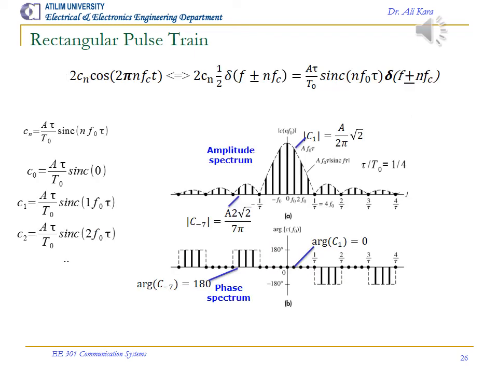Rectangular pulse train. Now let us draw V of f. Terms can be calculated by the formula: A tau over T0 sinc of n f0 tau times Dirac delta of f minus or plus n fc.